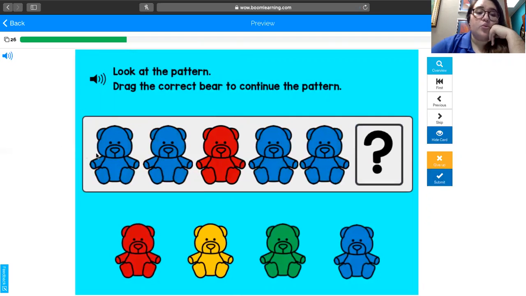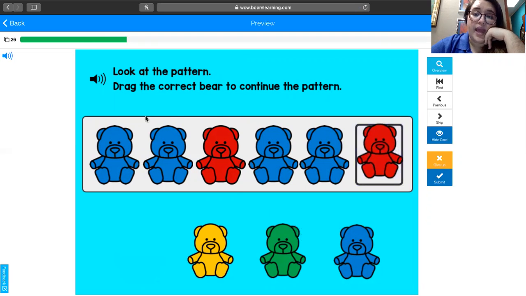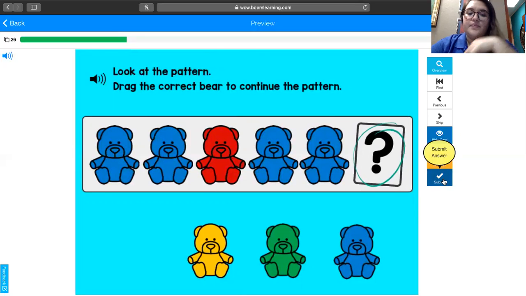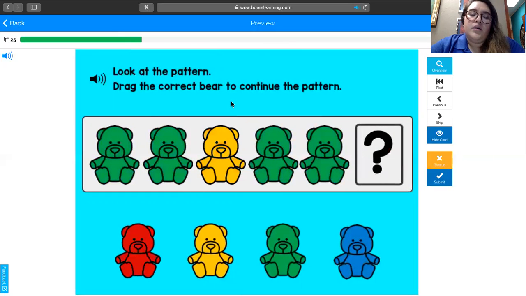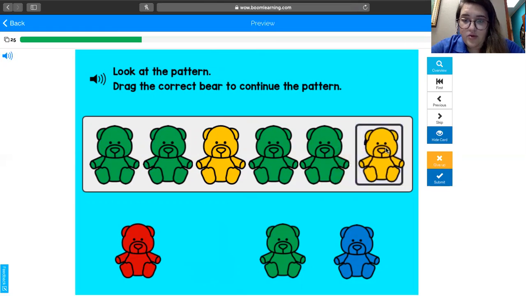Now we have blue, blue, red. Blue, blue, red. This is an AAB pattern. AAB, AAB. Now, using two colors, we have green and yellow. Green, green, yellow. Green, green, yellow. Very good. And this is an AAB pattern.